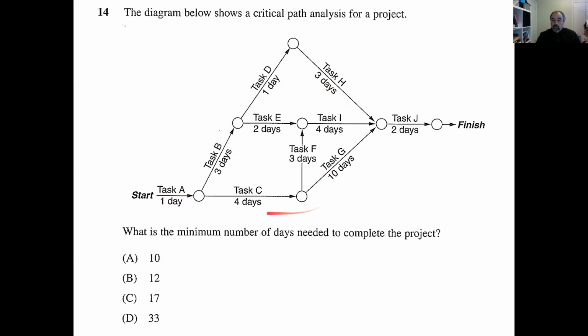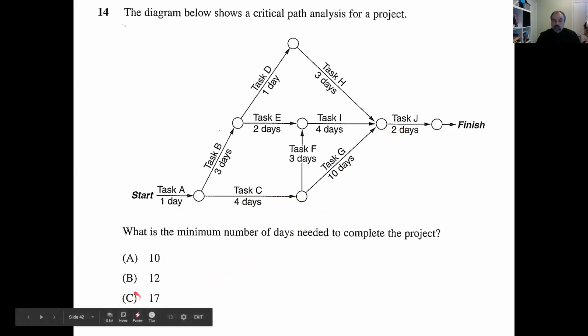Okay, so if we look at this particular diagram here, task A would be done first, and we can either go towards the top of the diagram or the bottom of the diagram. The idea is that we add up the number of days, and it's going to be the highest number of days. It's going to be that particular path. So task A, C, G, then J, and that adds up to 5, that's 10, 15, that's 17 days. So 17 would be the answer there.